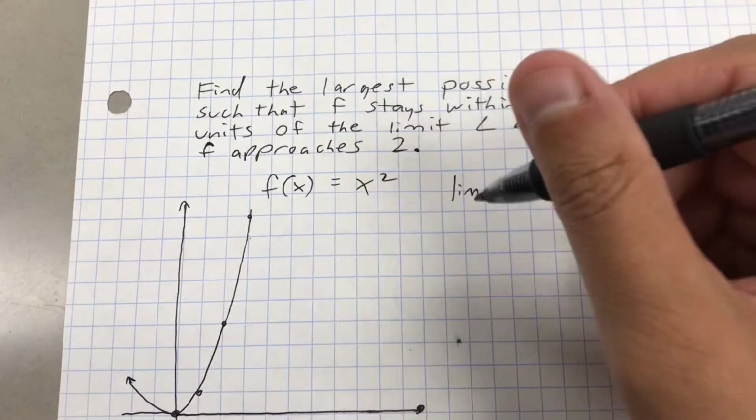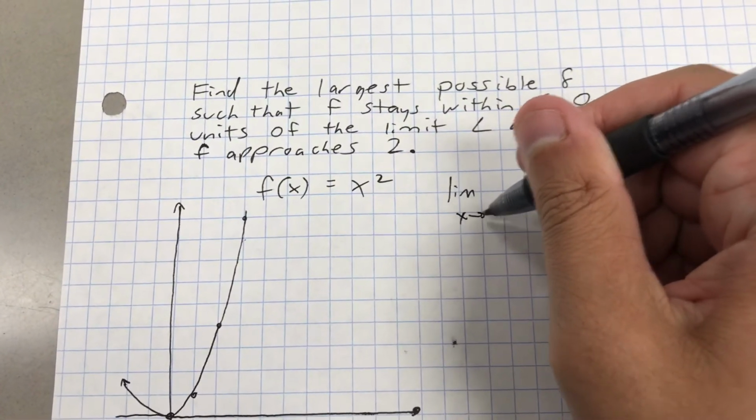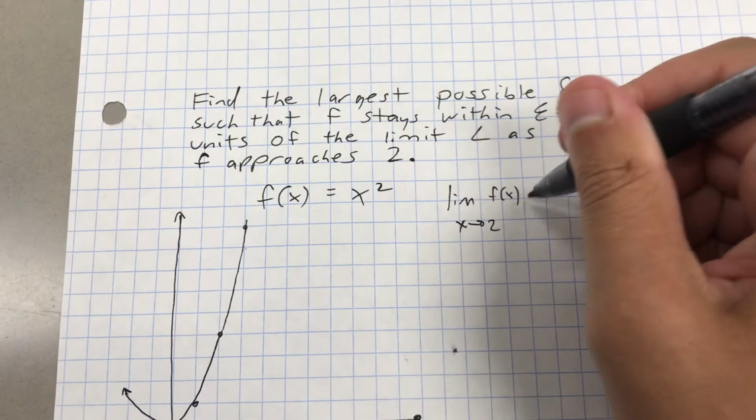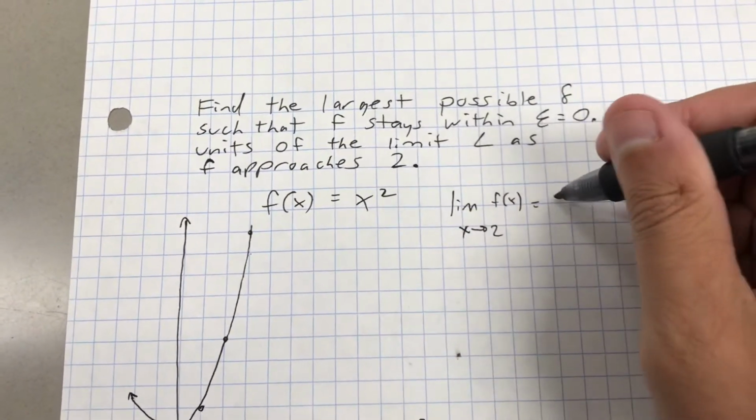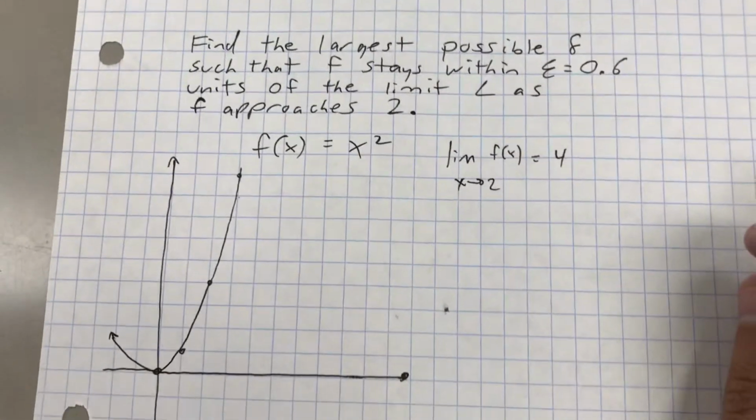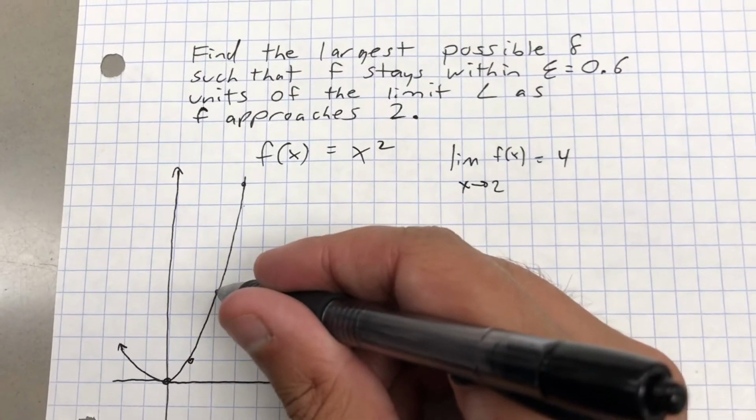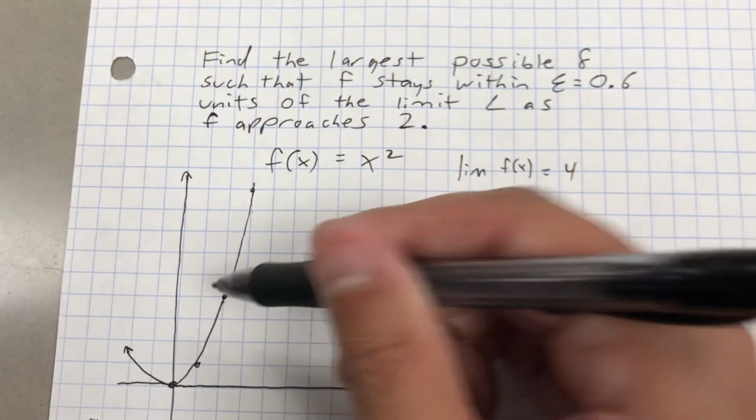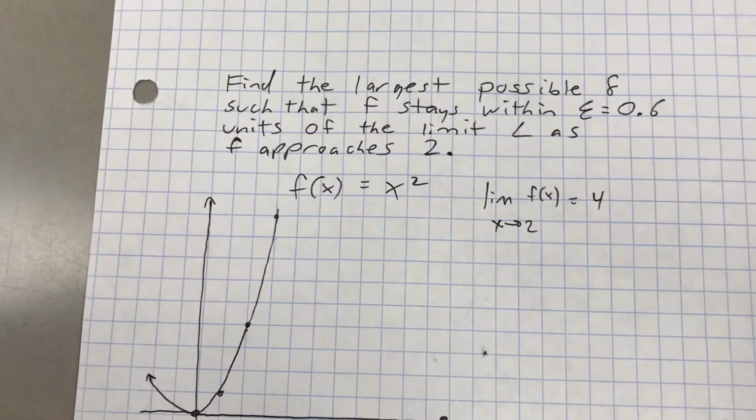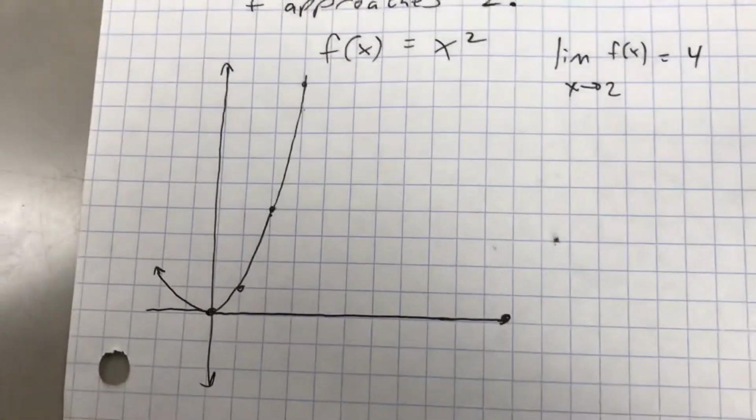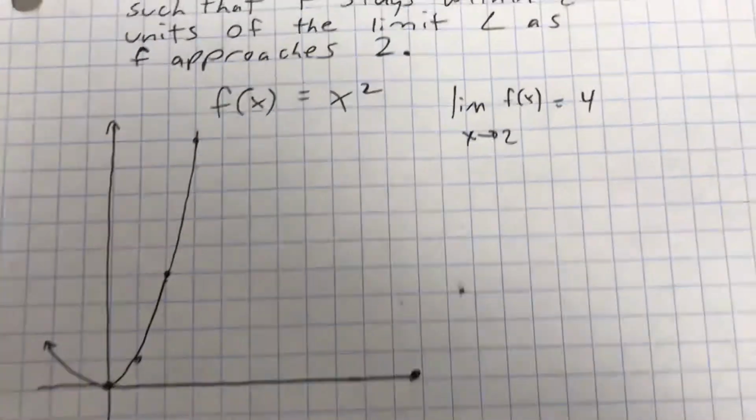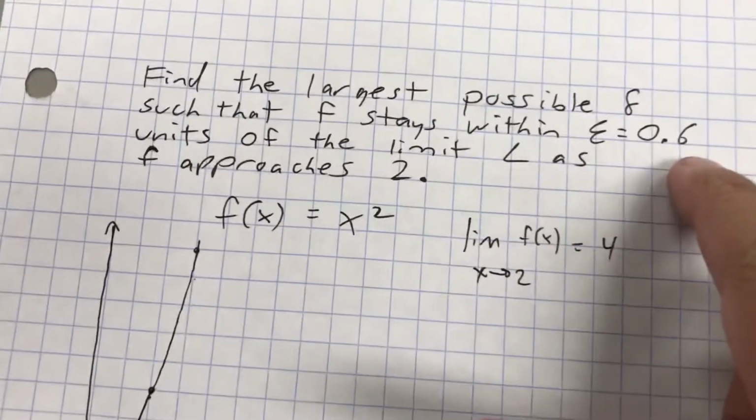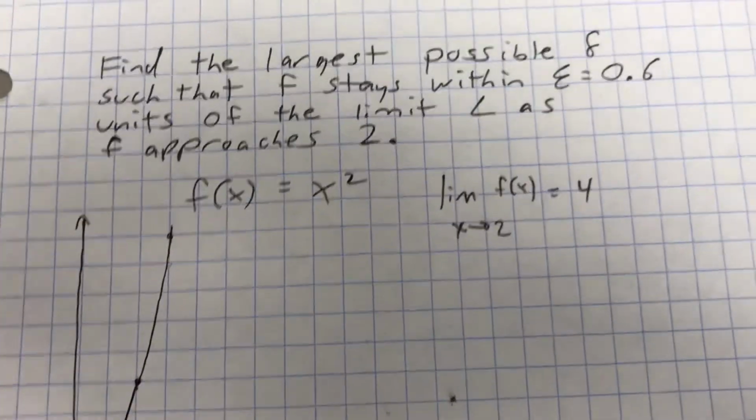So the first thing I'm going to do is find the limit. The limit as x approaches 2 of this function. If you put 2 in here and square it, you get 4. Okay? So we would be approaching the point (2, 4). You can see that point right there. As I approach from this side, I'm approaching 4. As I approach from that side, I'm approaching 4. Okay? So if I wanted to estimate this visually, we want to stay within 0.6 units of the limit, okay?